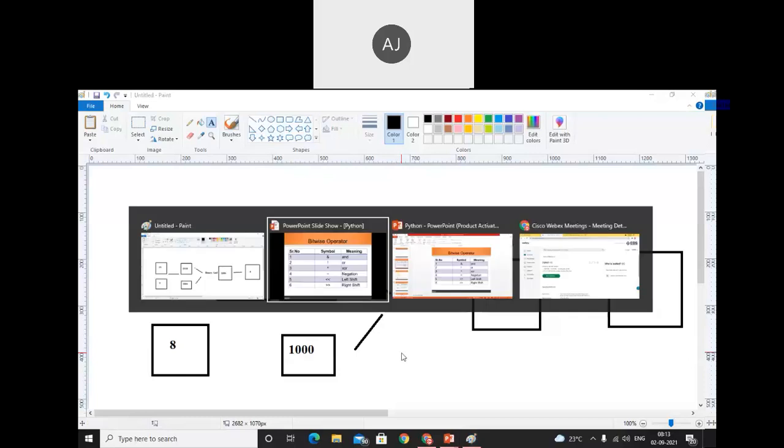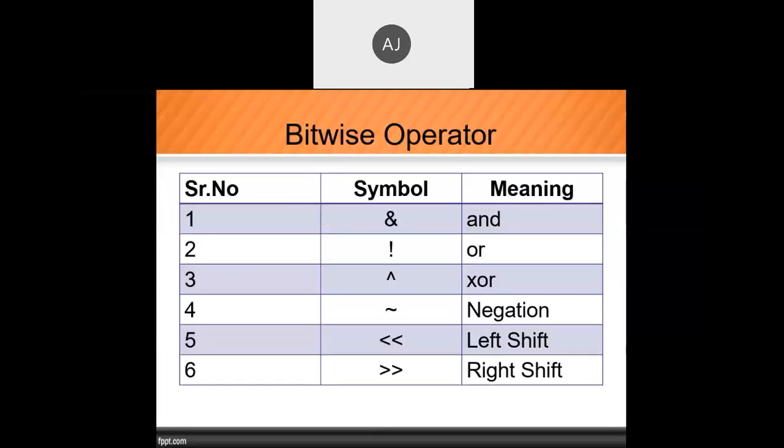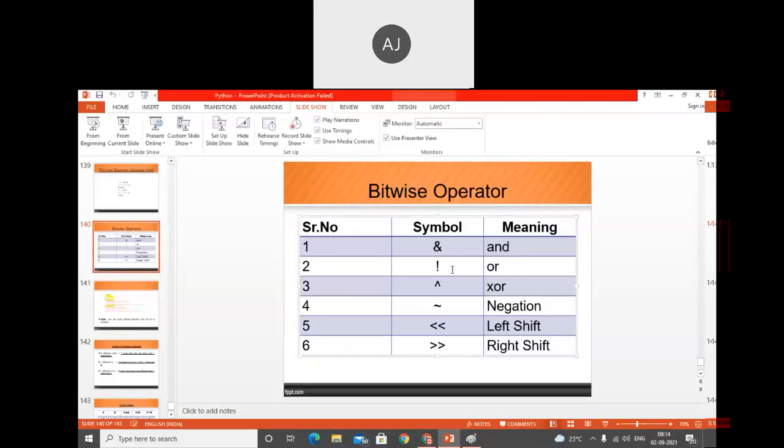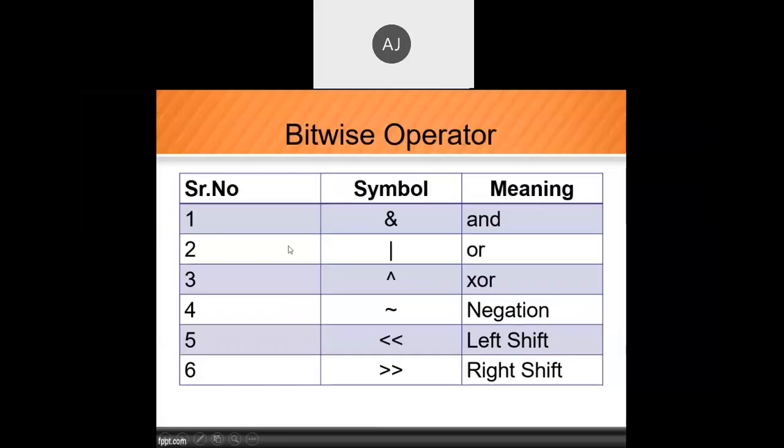Now we discuss the bitwise operator. Only two fundamental data types are allowed. We'll discuss what unary operators are available and what binary operators are available. These are the serial numbers and these are the symbols where we'll perform each and every operation. The first one is AND. After that, the second one is OR. This is not an exclamation mark, this one is only the OR symbol. So this one is OR and the third one is XOR.